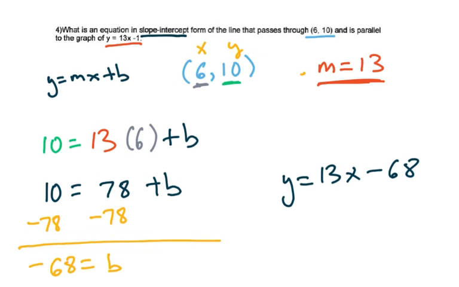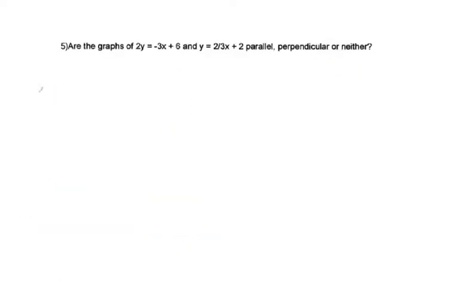Keep in mind that if you were hesitant to say, is that right? You could always substitute back in these x and y points, and you would see that it is in fact true, right? If I do 78 minus 68, I get 10. I end up getting 10, which is the y value. Okay, hopefully that makes sense. Let's move on to the next one.